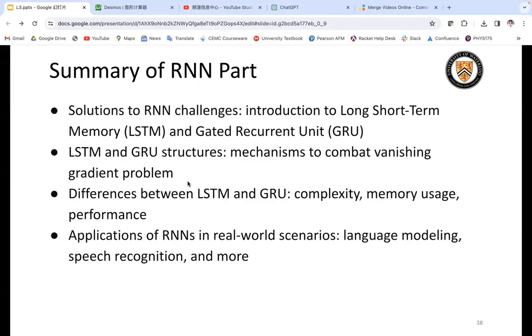So LSTM and GRU structures are mechanisms to address the vanishing gradient problem. We also talked about the differences between LSTM and GRU in terms of complexity, memory usage, and performance. LSTM uses more memory because they have 3 gates. GRU uses less memory and performs better on smaller datasets. And we also talked about applications in real-world scenarios, such as language modeling, speech recognition, and machine translation. And that's it for the RNN part. For the next part, we will be discussing convolutional neural networks.